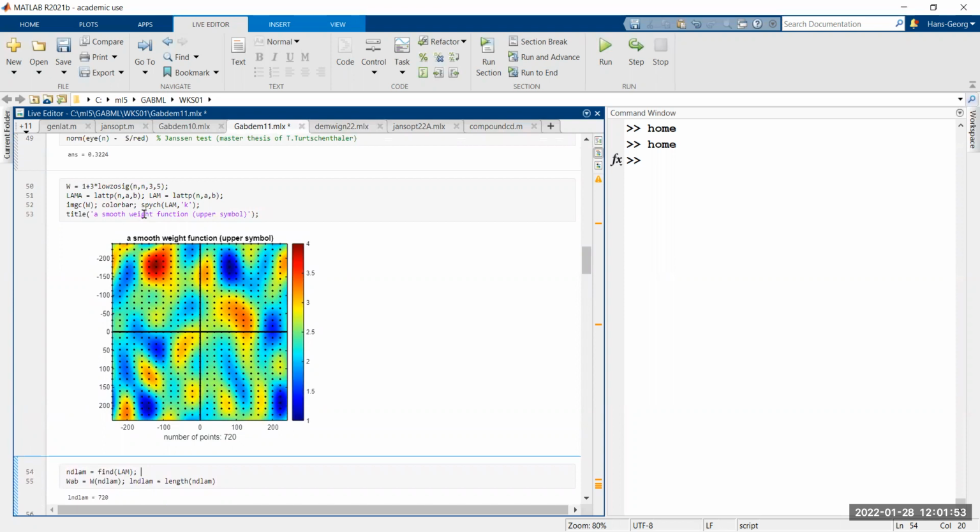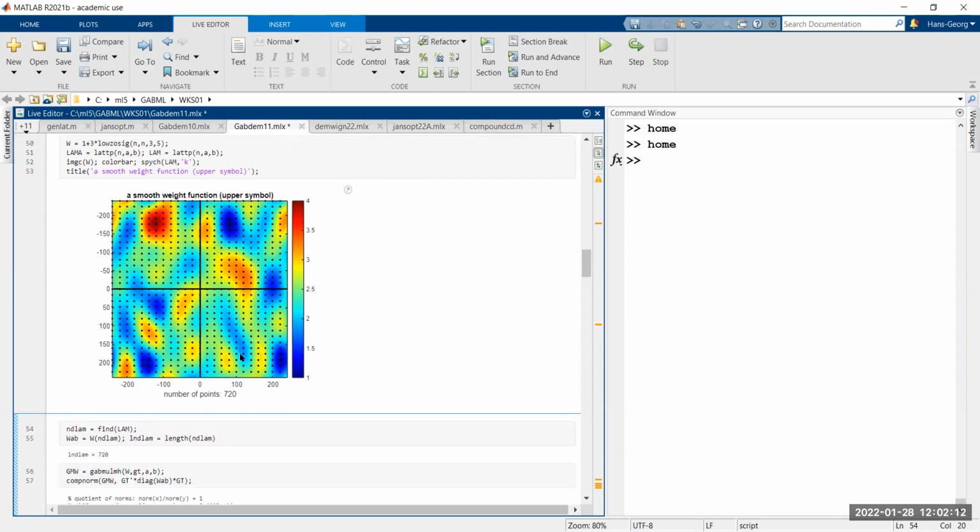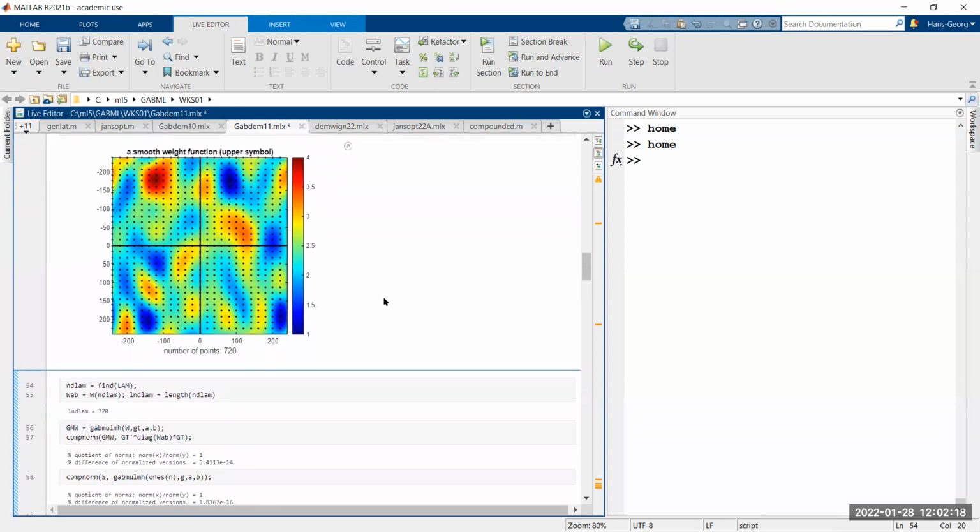I mark them with my SPI command. This is centered in the same way as my image is centered, so 0 is put in the middle. That's not the data structure, but the way we visualize it. And the SPI's hold is the H here, in black. With black dots, I've marked these 720 points of our lattice. And of course, only the values of our continuous weight at the lattice points will play a role.